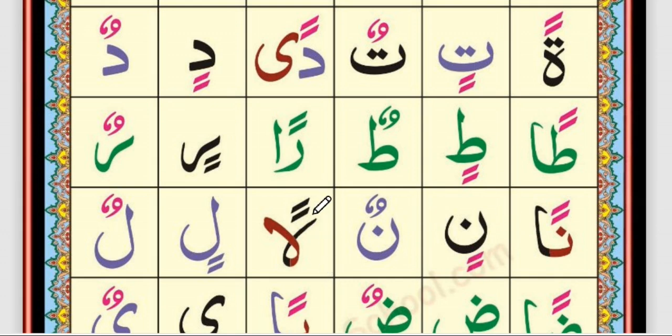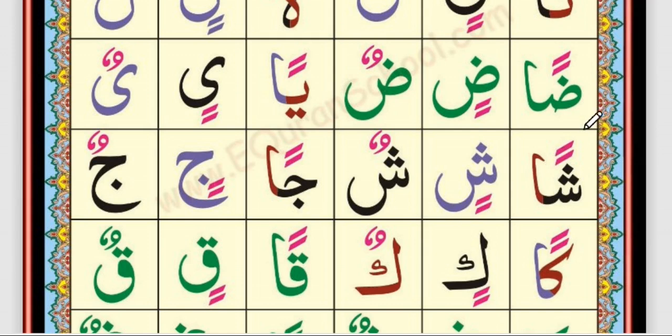This is lam. Lam, two zabar, lan. Don't read alif. Lam, two zabar, lan. You have to touch your tip of the tongue to the gums of upper six front teeth. Lam, two zer, lin. Lam, two pesh, lun. Lan, lin, lun.